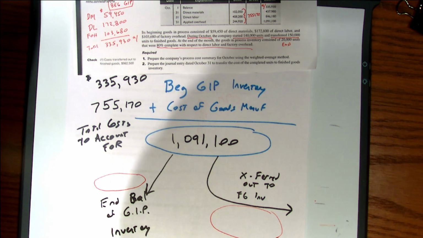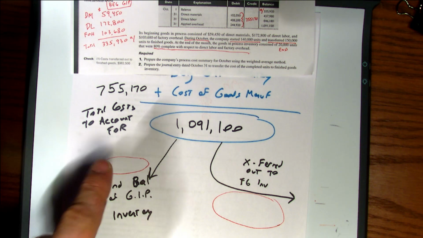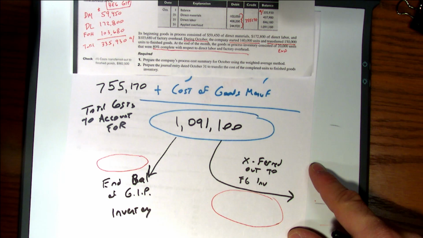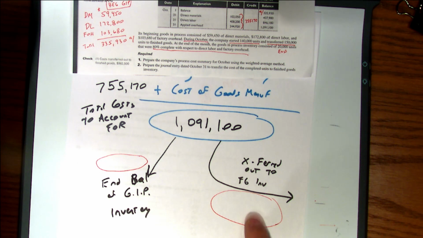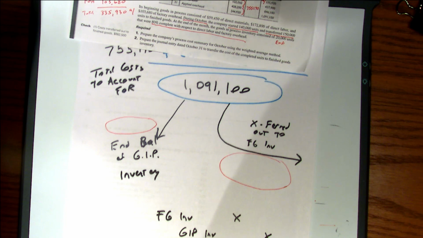You follow me? Now, everything that we are going to do on this template, this two-page process cost summary template that I gave you, is to determine what goes here and what is transferred out. Okay? We know the total of those two numbers will equal this one. But the whole thing we're going to do is determine what was transferred out to finished goods inventory, thus we can book our journal entry, and what wasn't. Okay? And when we know this number right here, folks, we'll be able to make the journal entry where we debit finished goods inventory for something and credit goods in process inventory. Okay? Follow me? Okay? Questions?